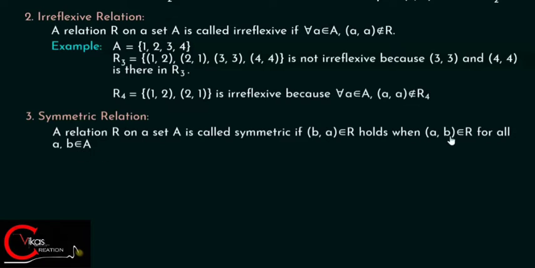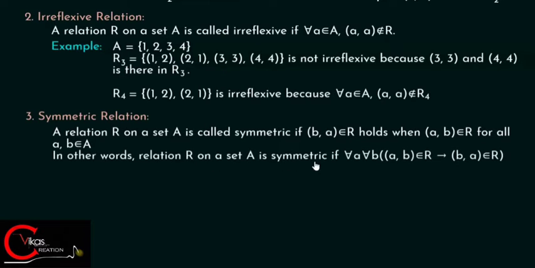Now here, if (a, b) belongs to R is true, then (b, a) belongs to R must be true, okay? This is called symmetric. Then the relation R is called a symmetric relation. In other words, a relation R on a set A is symmetric if for all a, for all b, (a, b) belongs to R implies (b, a) belongs to R, right?